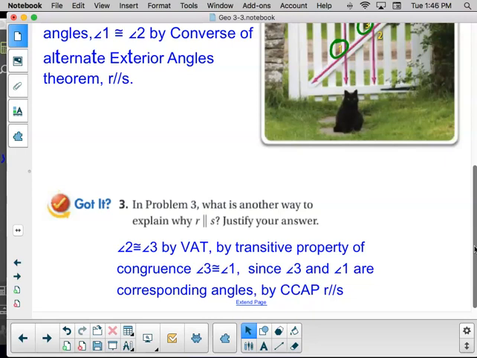Okay? And again, I want to emphasize this. I've been emphasizing it the entire time. If you don't know vocabulary, you don't know postulates, you don't know theorems, you don't know how to do this stuff. Vocabulary is how you get here.